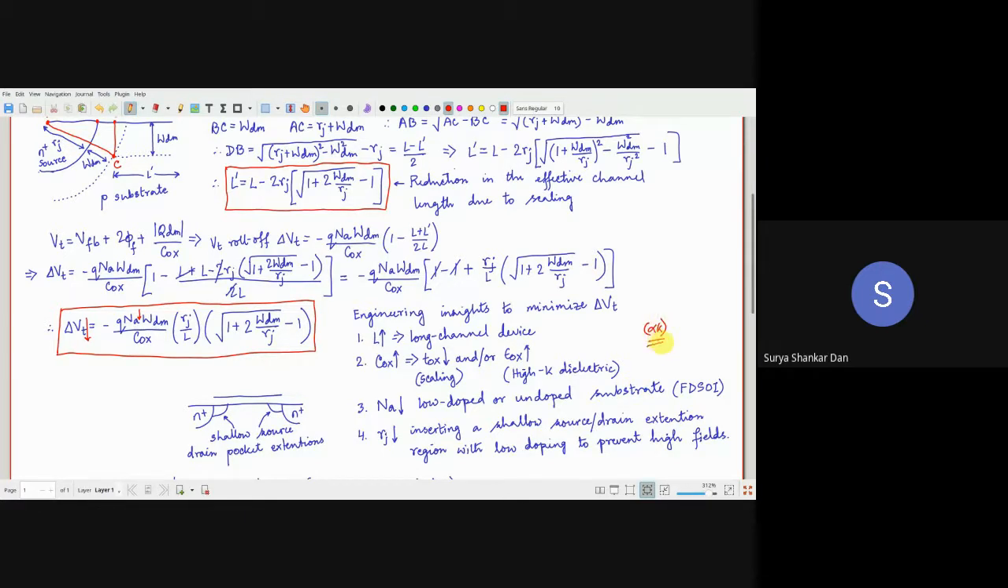But this was valid for conventional transistors. So if you want to ensure that you are scaling the technology, but at the same time delta VT and all should be very low, then what you have to do is scale the technology with NA. You can also reduce it, but that will require FDSOI, which is a new technology which we will see later.